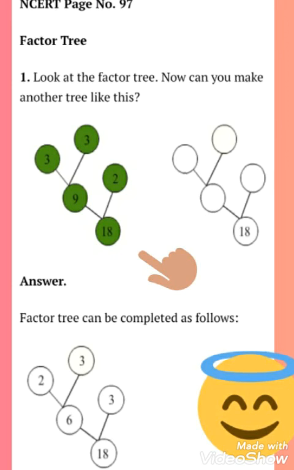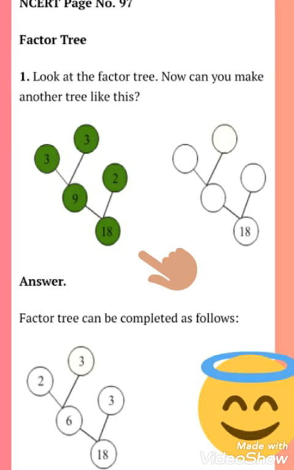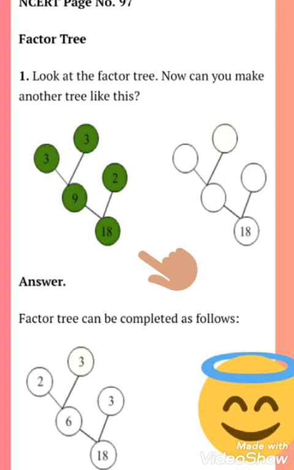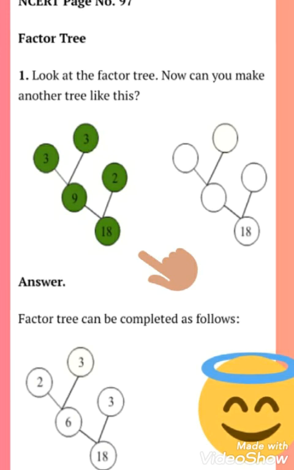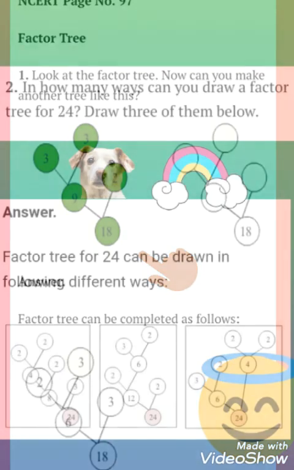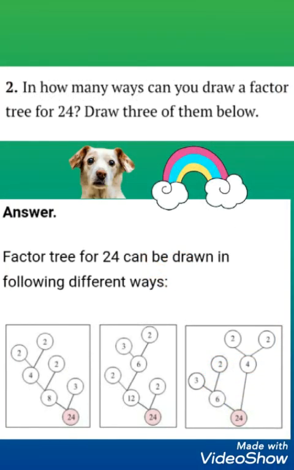If you are going to do another factor tree by yourself, let's see the answer over here. Factor tree can be completed as follows. You can see in the down part I have done the factor tree. We will start with 18. We can divide the 18 like this. 6 into 3 is 18, we all know. We will stop at 3 because 3 is a prime number. We cannot divide it, so we will stop there. And now 6 we can divide. Similarly we will do like that.